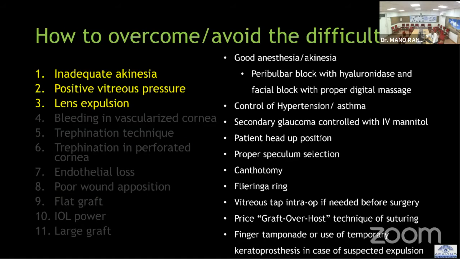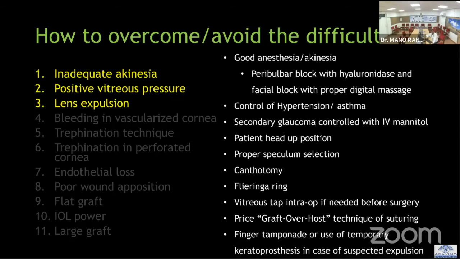Coming to the situations one by one, to get rid of inadequate akinesia, positive vitreous pressure or lens expulsion during surgery, we should have good anesthesia with a peribulbar block and hyaluronidase with good facial massage after the block, and control of systemic conditions like hypertension and asthma. Secondary glaucoma should be controlled with IV mannitol. Attention to patient head position, proper speculum selection, canthotomy, use of a Flieringa ring wherever needed, and vitreous tap when the globe is hard, and the use of Prisant graft over host technique will be necessary to tide over these situations.